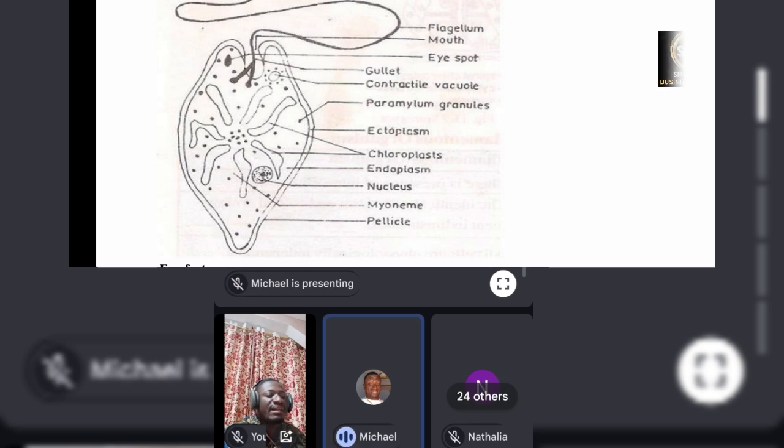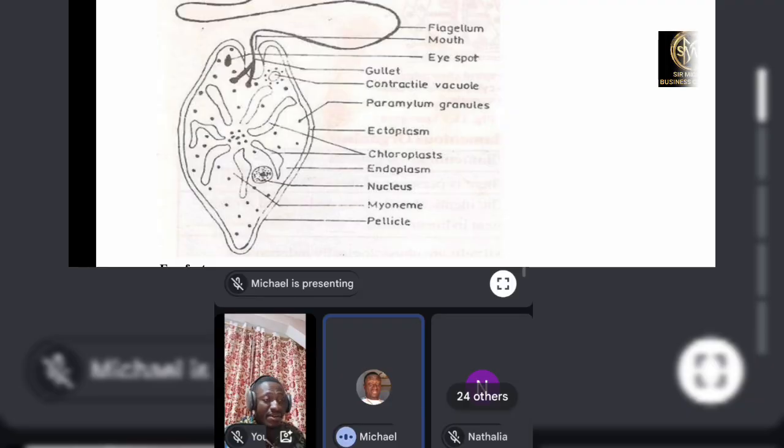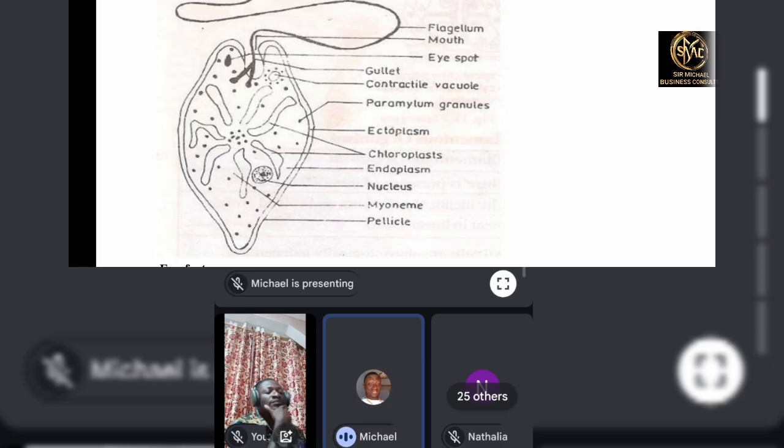Then we can talk about the paramylon granules. That's a plant-like feature. Then we can talk about the pyrenoids as well. Then we can talk about the chlorophyll. That's a plant-like feature. So these are the plant-like features, and all that I mentioned earlier on are the animal-like features.